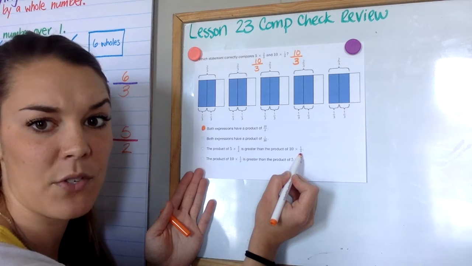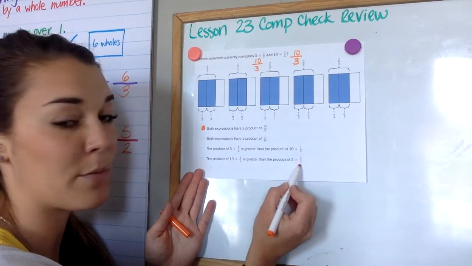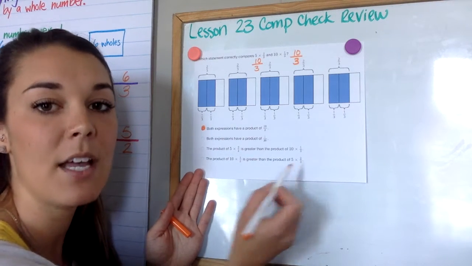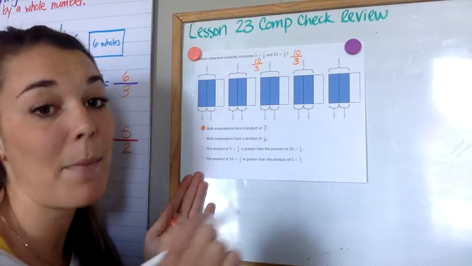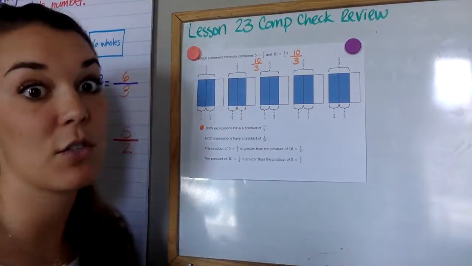The product of 5 times 2/3 is greater than the product of 10 times 1/3. No, because I figured out they're the same. The product of 10 times 1/3 is greater than the product of 5 times 2/3. No, because they're the same. Okay? So when you see a problem like this, I would recommend you solve them out mathematically so you know your answer is for sure.